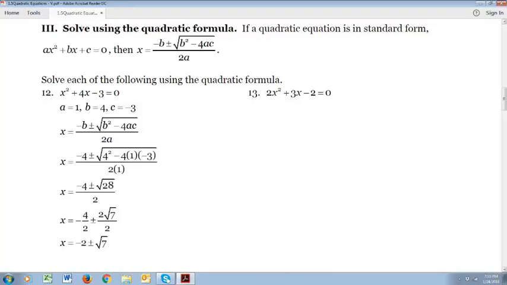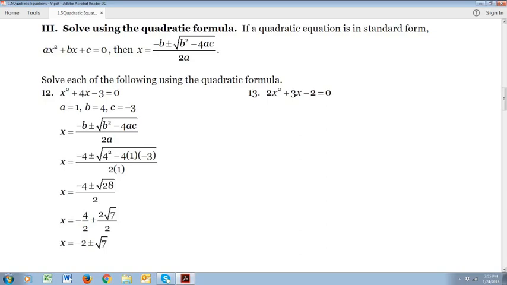In this video, I'm going to show you how to solve a quadratic equation using the quadratic formula. Now normally, if we can, we like to use the factoring method or the square root method. But if that's not working, we can always fall back on the quadratic formula. In fact, the quadratic formula will work for any quadratic equation.